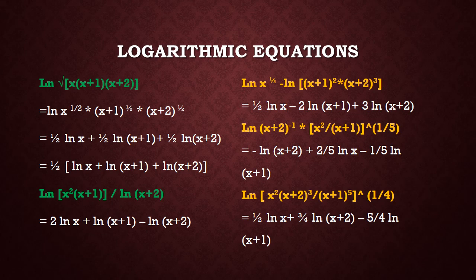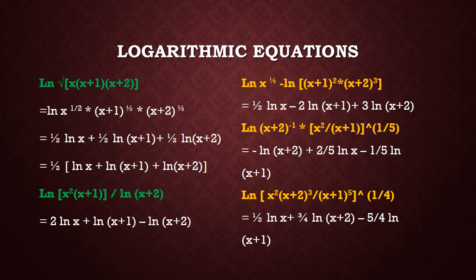Now take this equation: ln of the square root of x multiplied by x plus 1 multiplied by x plus 2. Since there is an under root, we have a power of 1 over 2. So we will break this down in terms of ln and write it as ln x raised to power 1 by 2 multiplied by x plus 1 raised to power 1 by 2 multiplied by x plus 2 raised to power 1 by 2. So now you write it as 1 over 2 ln x plus 1 over 2 ln x plus 1 plus 1 over 2 ln x plus 2. The 1 over 2 which was the power initially becomes the constant, hence we write it like that.